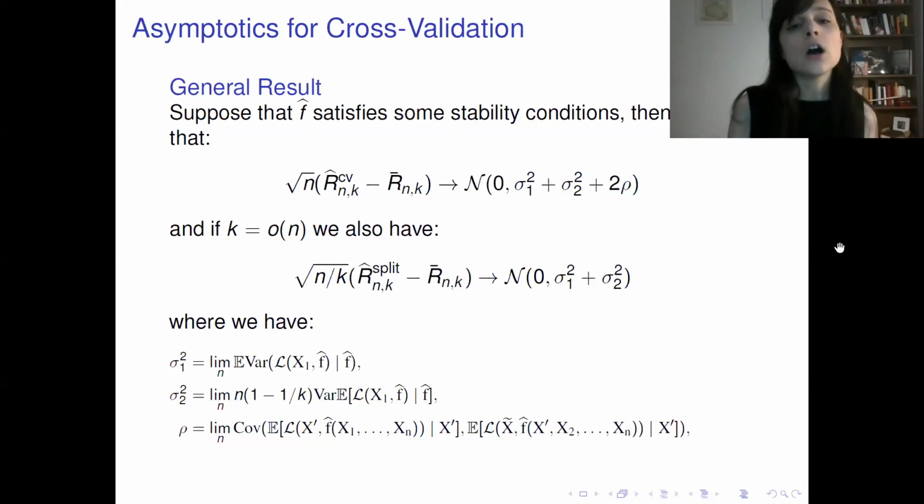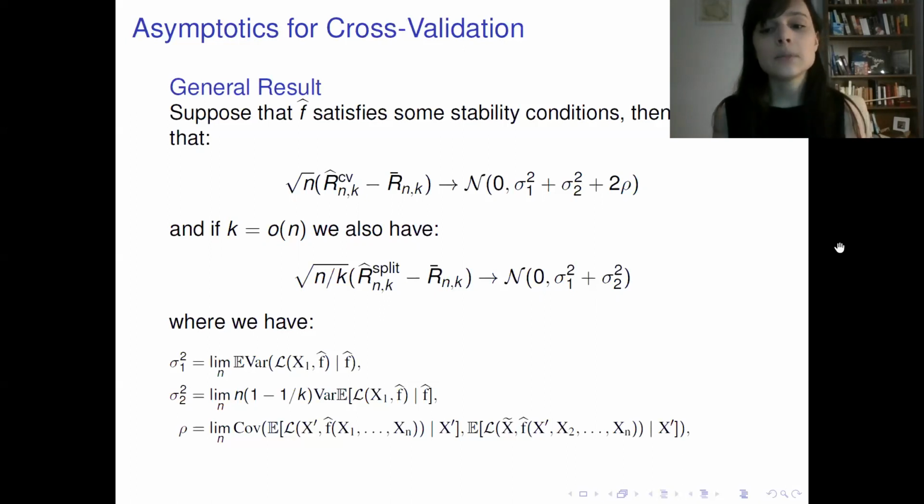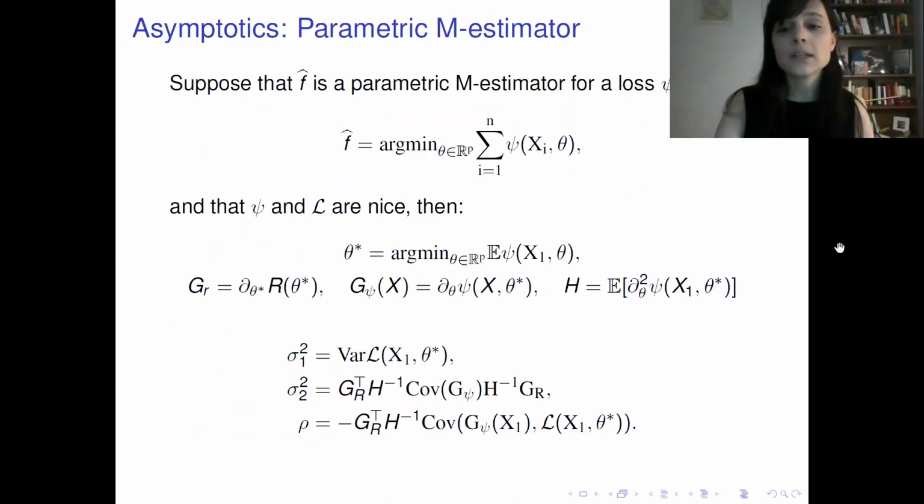Okay. We also deal with Berry's imbalance, and we provide estimators for sigma 1, sigma 2, and rho, so that one can actually draw confidence intervals around the expected risk. So for the remainder of the talk, I'm going to illustrate this with a few examples, all in very classical, simple cases of M-estimators.